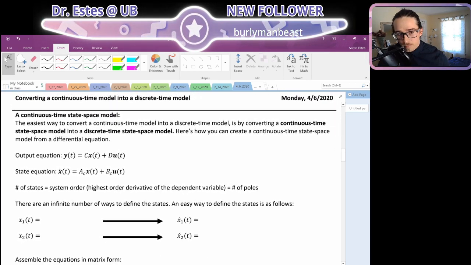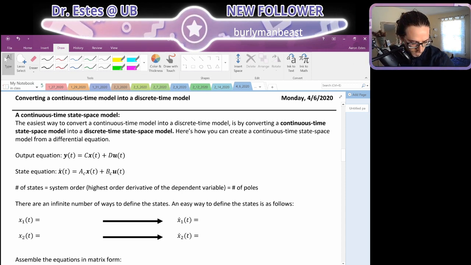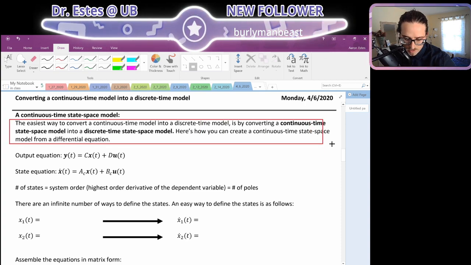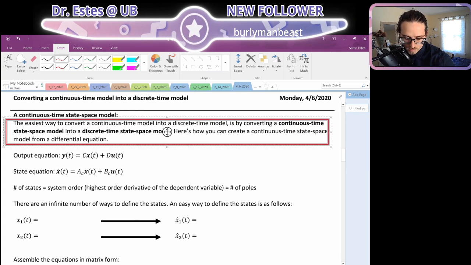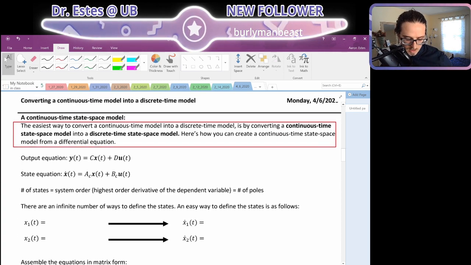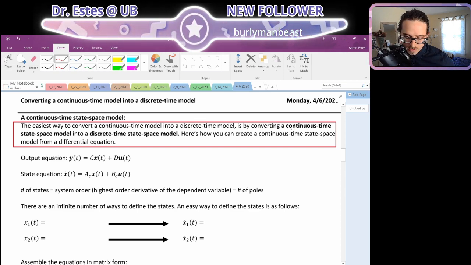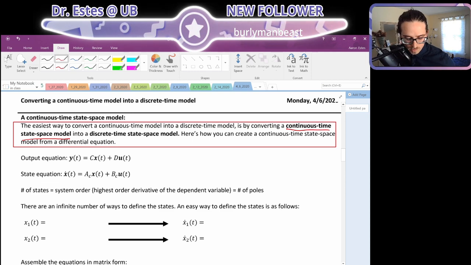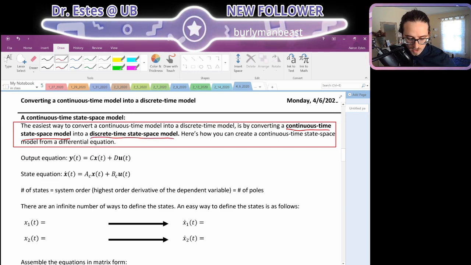All right, in my opinion, the easiest way to convert a continuous time model into a discrete time model, because there's more than one way to do this, but this is the easiest way in my opinion, is to convert your continuous time model into a continuous time state space model and then convert that into a discrete time state space model.